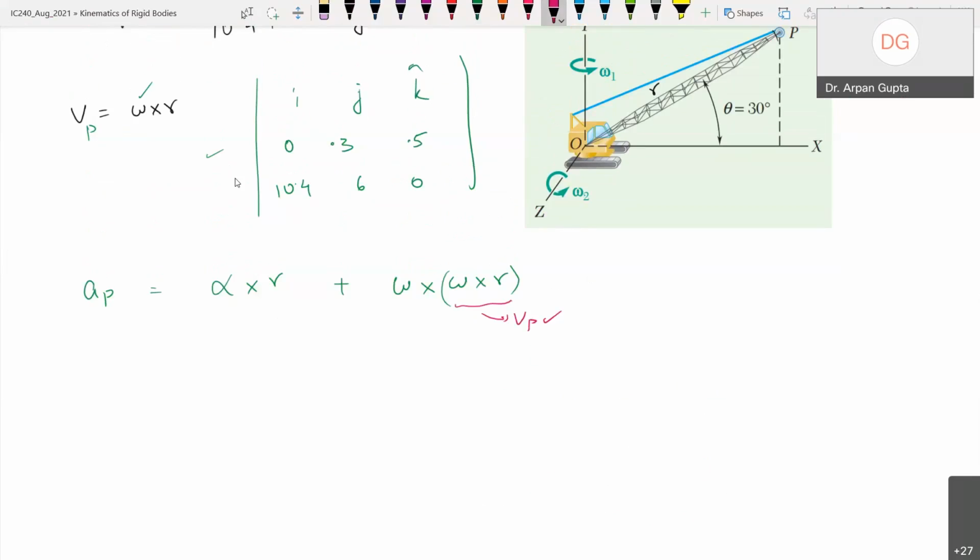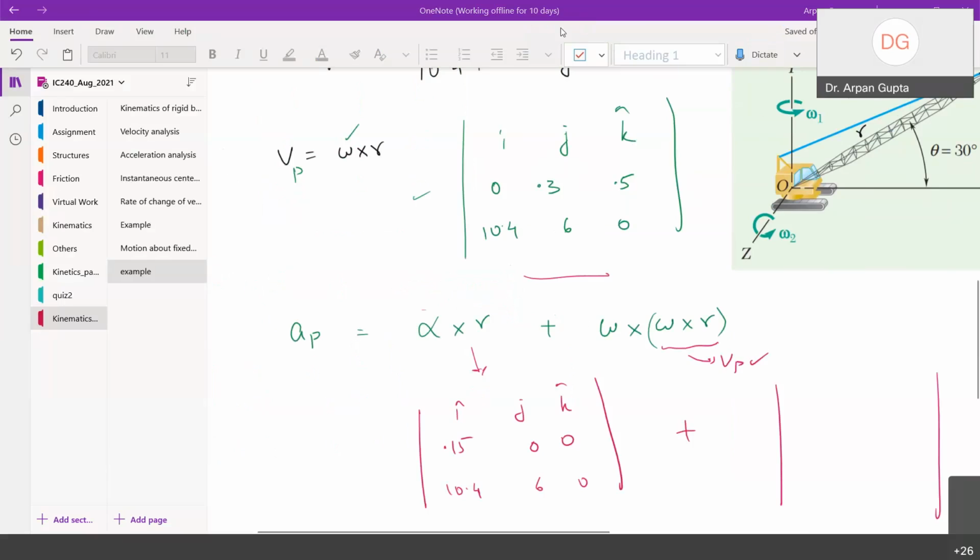So again, we have to take the cross product of the alpha vector, which was 0.15 in the I cap direction. So it is i j k, 0.15, 0, 0. R vector, you can write it down: 10.4, 6, 0. So this is the first term, alpha cross r, plus omega cross the v vector that you have already computed here. You can again take a cross product of these vectors, and that's your final expression. So I think it's time. We'll stop here and see if there are any questions.